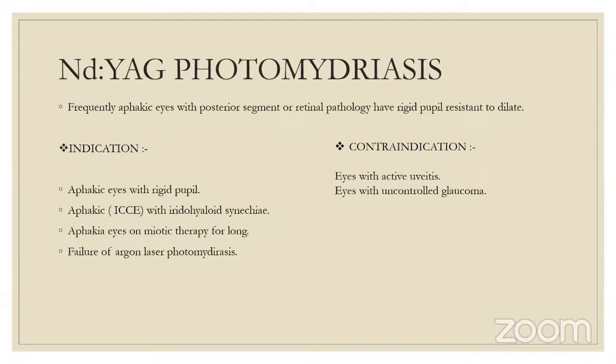YAG photomydriasis is also indicated in the aphakic eye with a rigid pupil, aphakic eye with iridolenticular synechiae, and aphakic eye on myotic therapy for a long period, and in failure of argon laser photomydriasis. Contraindications are eye with acute uveitis and eye with uncontrolled glaucoma.